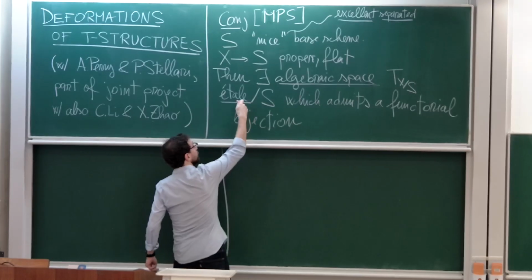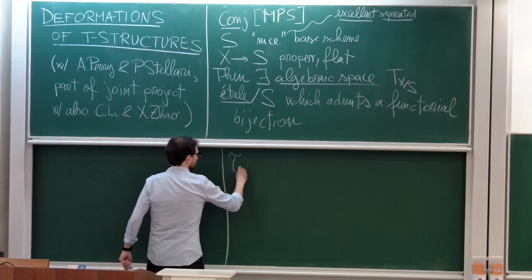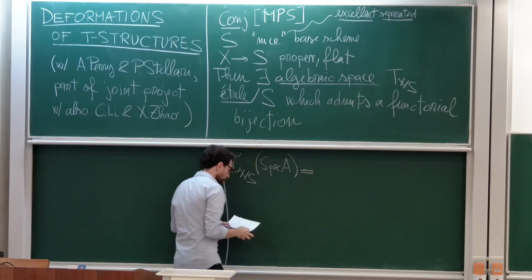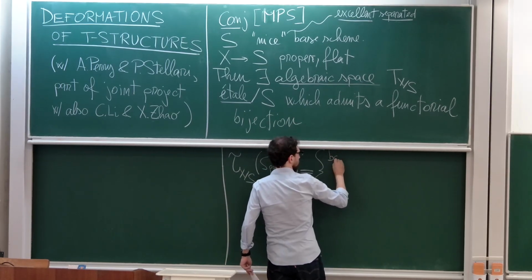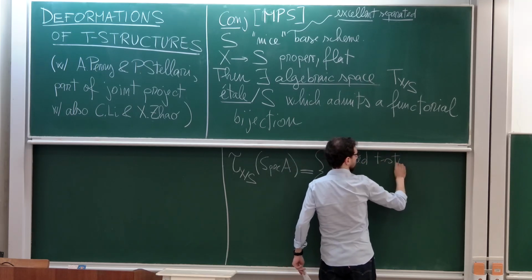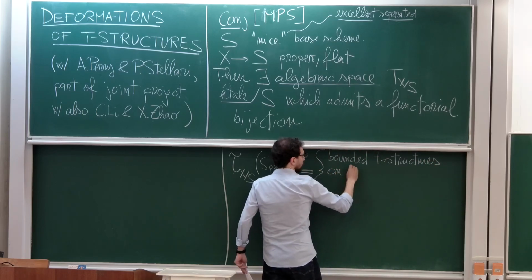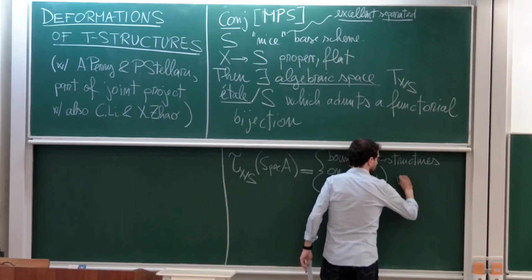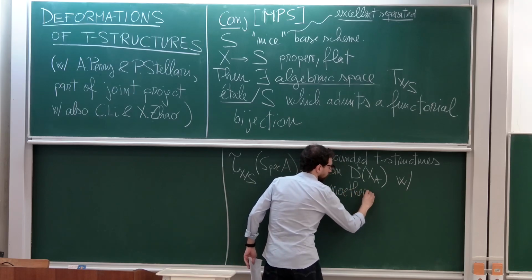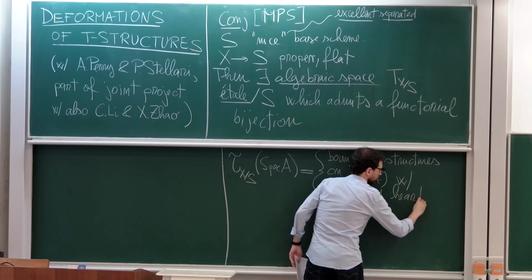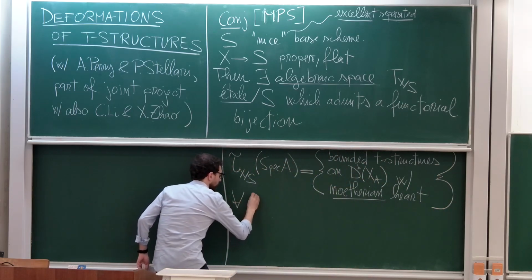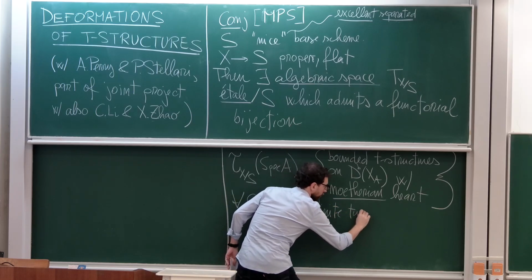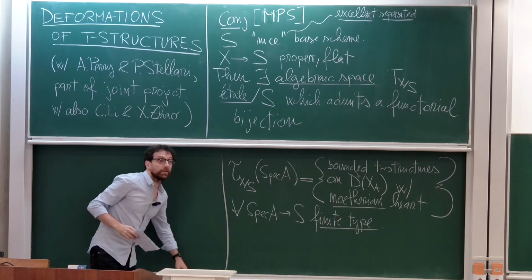Let me denote the associated functor by curly T_{X/S}, which, if I plug in some Spec A, is the following. Let me first write it and then explain. These are bounded t-structures on the bounded derived category of coherent sheaves on the base change X_A, with the property that their heart is Noetherian. And Spec A is something over S which is of finite type. Okay, so that's our statement, the conjecture at least.